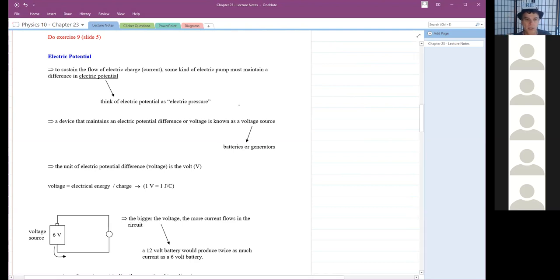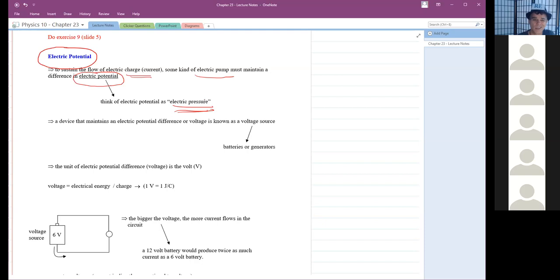Okay, so we were talking about electric potential. Here are the keys to know about this. If I want to sustain the flow of electric charge or current, I need to have some kind of pump that's maintaining a difference in electric potential. Just like a water pump maintains a difference in water pressure, an electric pump maintains a difference in what's called electric potential. But don't even worry about electric potential. Just think about it as electric pressure. The bigger the difference in pressure between two ends of a wire, the more current's going to flow. The bigger the difference in pressure with water at two ends, the more water is going to flow.